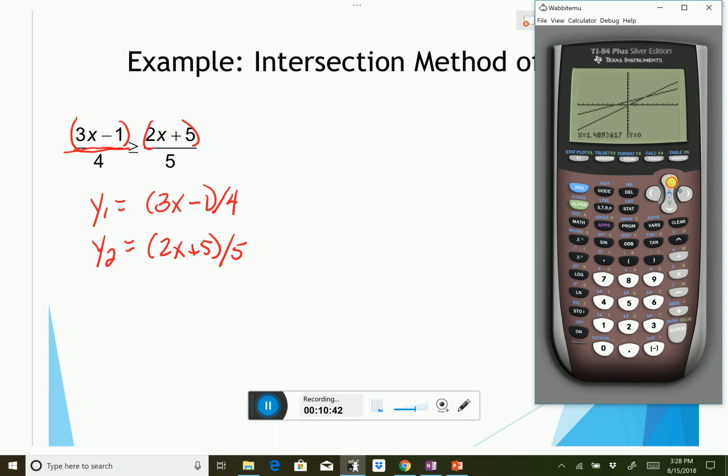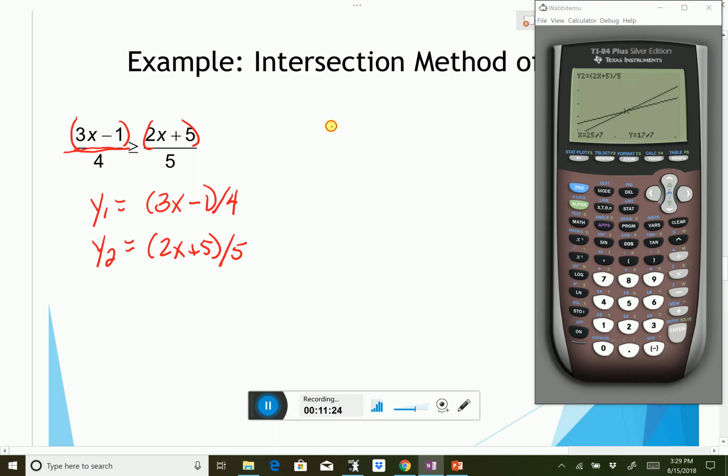So then, second calc, intersect number 5. First curve, second curve, guess. I'm right on top of it. And there's my intersection. Okay. Let's see if I can get this to do a fraction. There we go. So x is 25 over 7 and y is 17 over 7. Don't really care what y is.